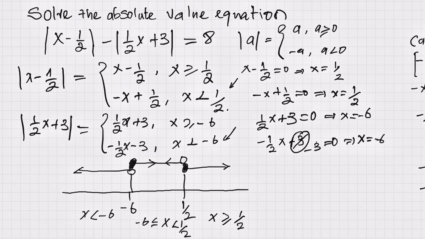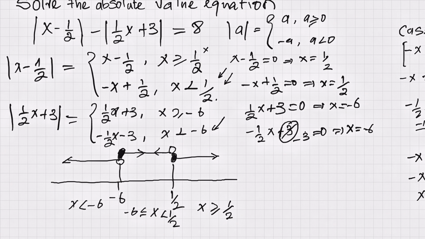So x is less than half, definitely not this one. All right, definitely not that one. x is less than half, this one is in that. That one is in that. x is greater than or equal to negative 6, definitely this first one. So for the first inequality, we're doing the negative, and for the second inequality, we're doing the positive.